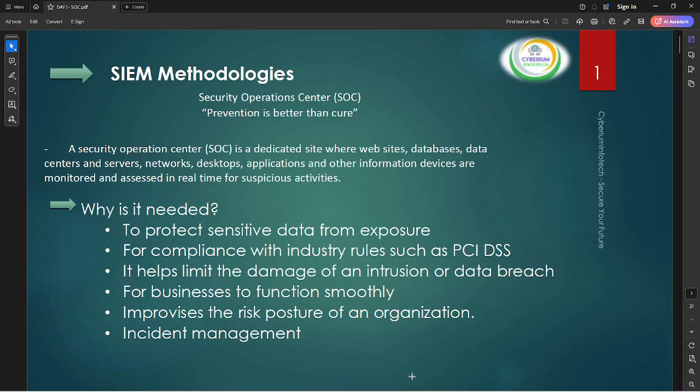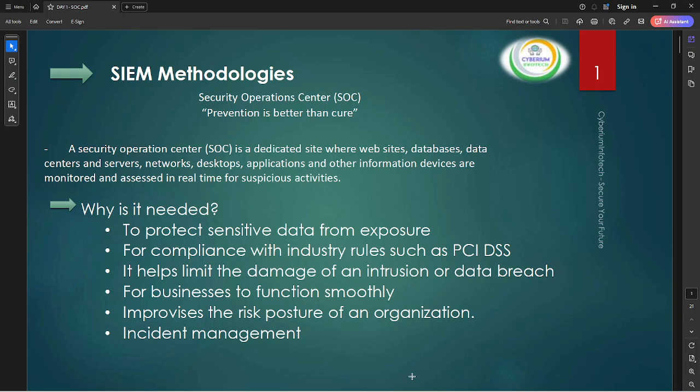So SOC, the Security Operations Center, is something like a dedicated site where websites, databases, data centers, servers, networks, desktops, applications and other information devices are monitored and assessed in real time for suspicious activities. Okay, we have talked about that.